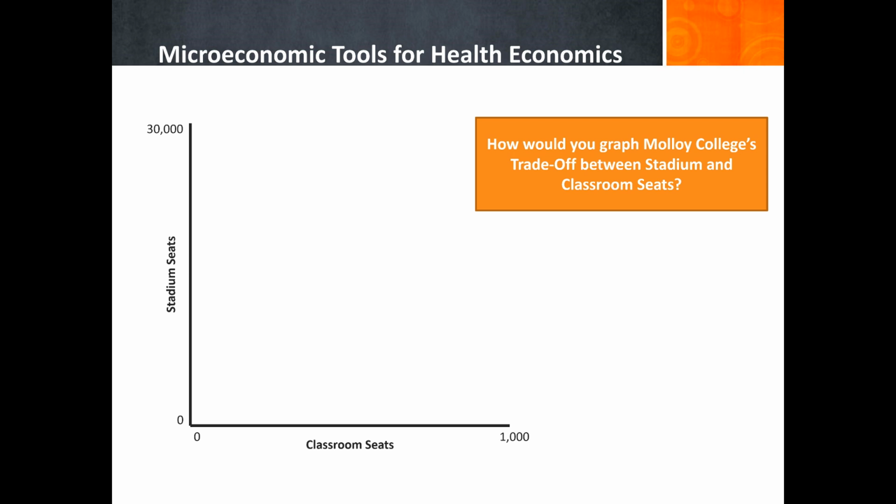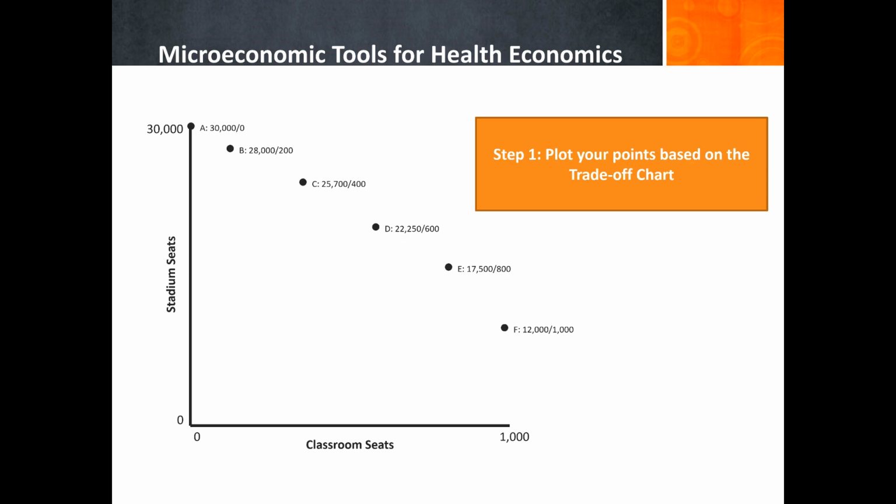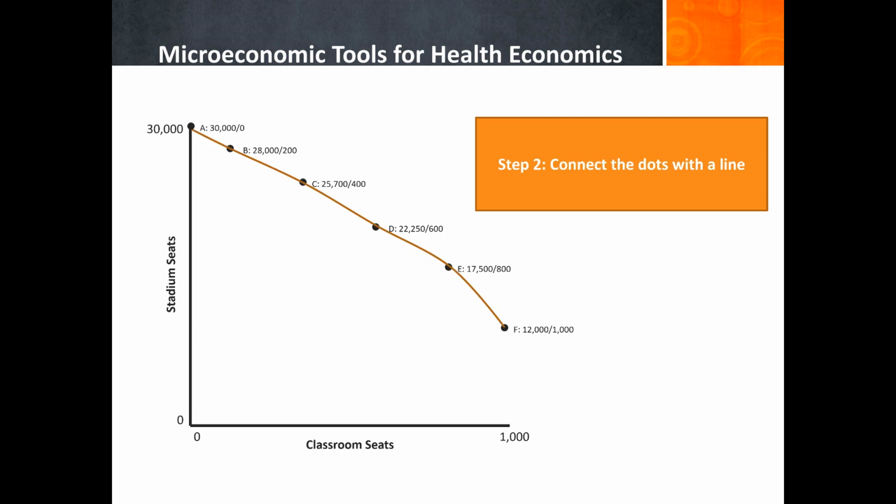I have stadium seats, classroom seats. I'd plot the points, 30,000 and 0, 28,000 and 200, and I'd draw the line. And so on the previous slide, if I'm below the line, that means I'm not maximizing my space. So that means I built a stadium, I built classroom seats, but there'd still be space available, which means it's wasteful because I could have built either more classroom seats or I could have built more stadium seats.